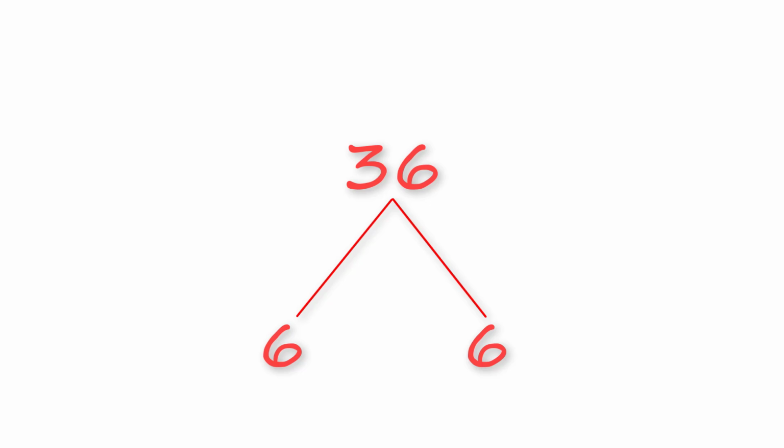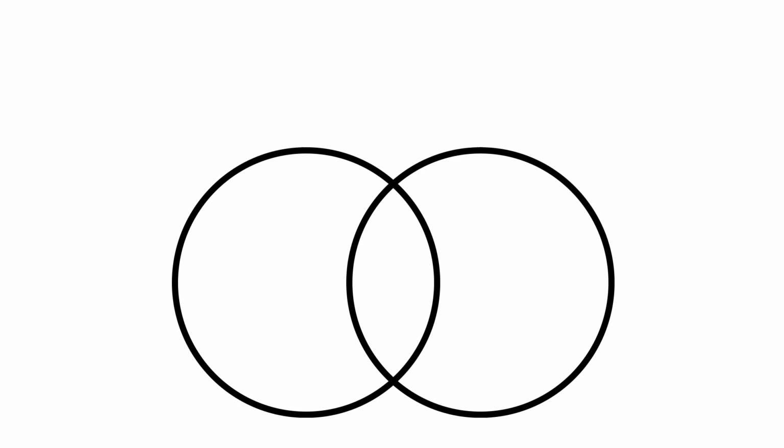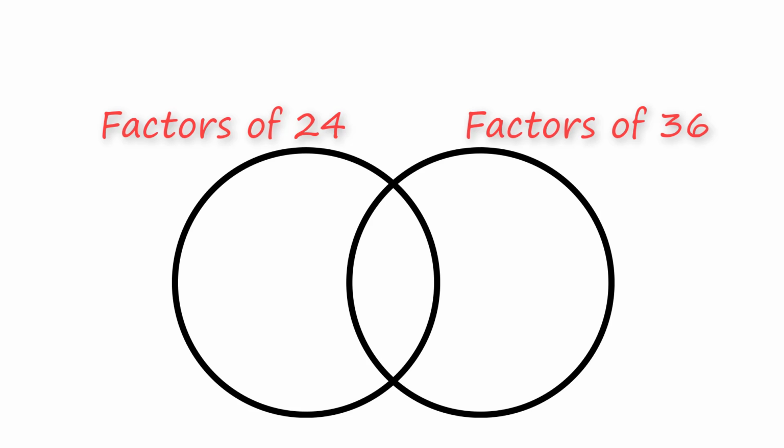Now let's do the same thing to 36. 36 is the same as 6 times 6. Both of these 6's are made by multiplying 3 and 2, so the prime factors are 3 and 2. Now let's make a Venn diagram. The first circle is the factors of 24, the second circle is the factors of 36, and the intersection area is the common factors between both of the numbers.